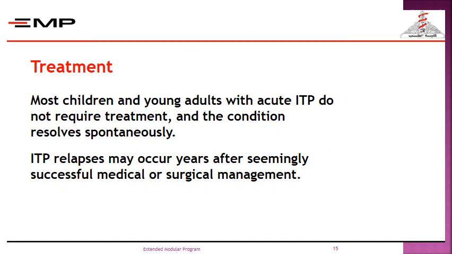What is the treatment of immune thrombocytopenia? Most children and young adults with acute ITP don't require treatment, and the condition will resolve spontaneously, especially post-viral cases. Immune thrombocytopenic purpura relapses may occur years after seemingly successful medical or surgical treatment.